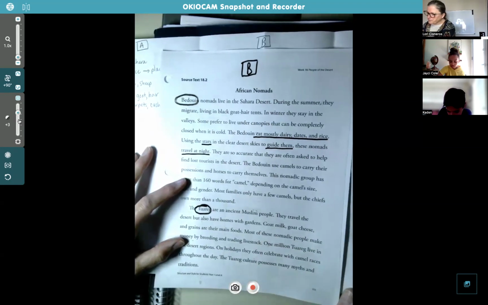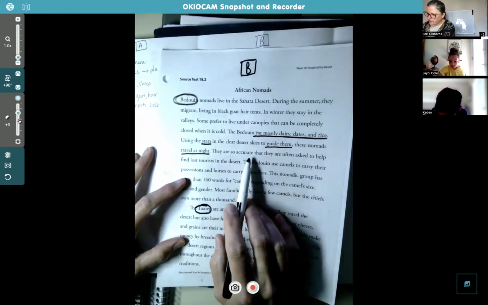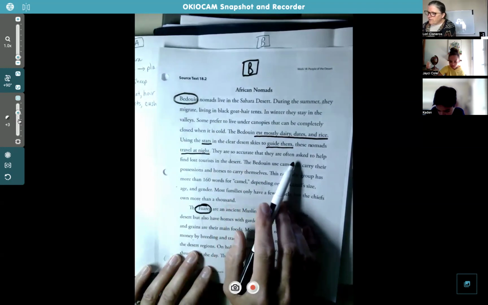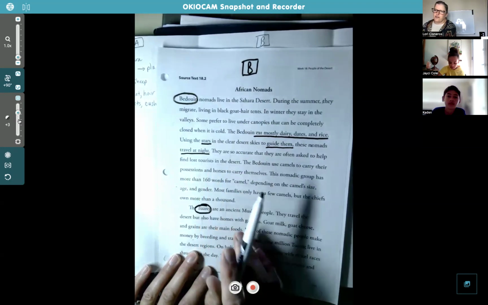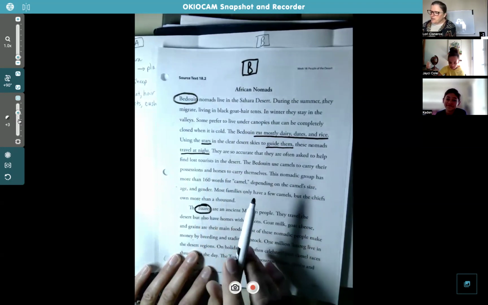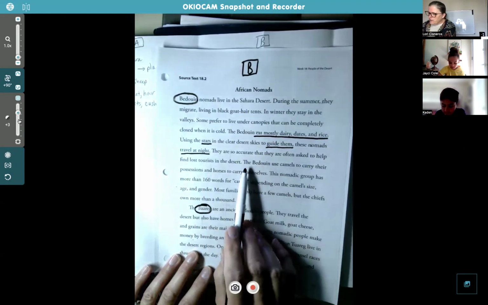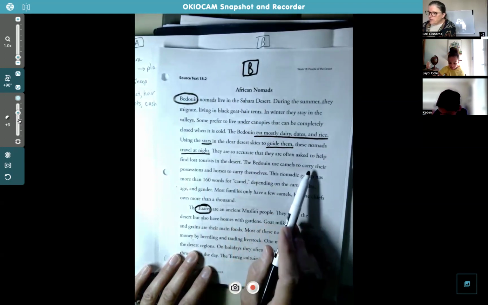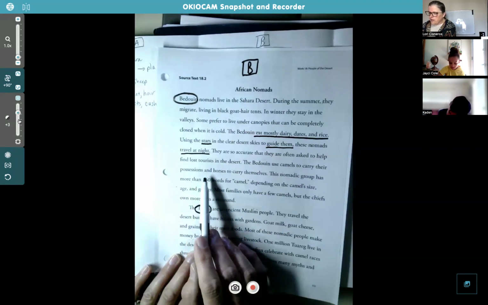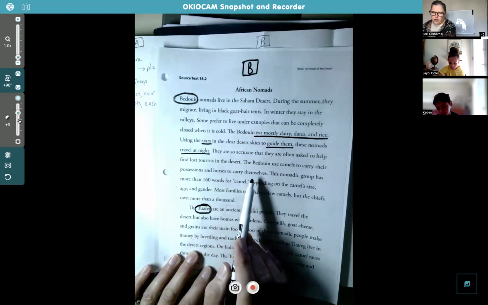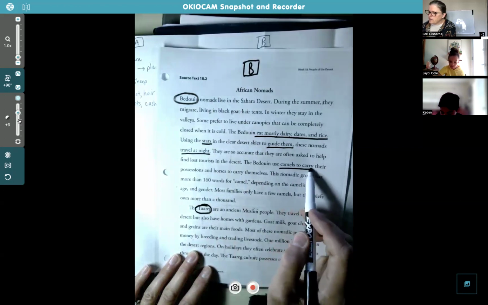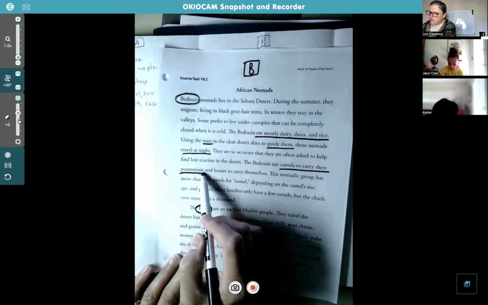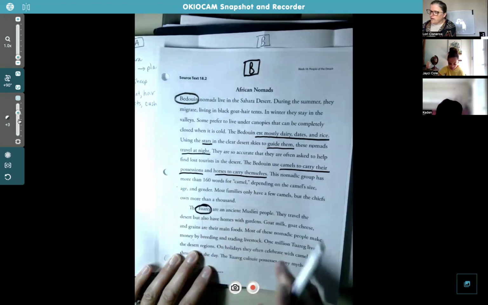Okay. They are so accurate that they are often asked to help find lost tourists in the desert. That's kind of funny for tourists. I'm going to keep going. The Bedouin use camels to carry their possessions and horses to carry themselves. I'm going to underline camels carry possessions and then horses carry themselves.